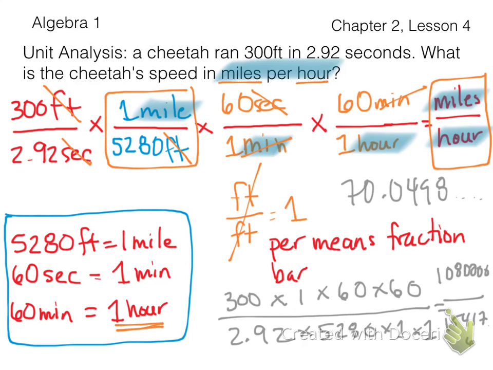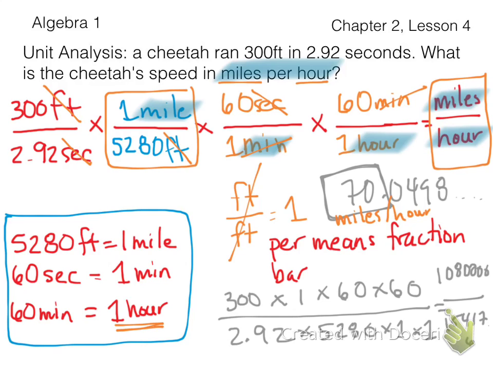But roughly I'm just going to round. So how fast can the cheetah run? Well, the cheetah can run about 70 miles per hour. That's pretty fast. That's breaking the speed limit in some areas.